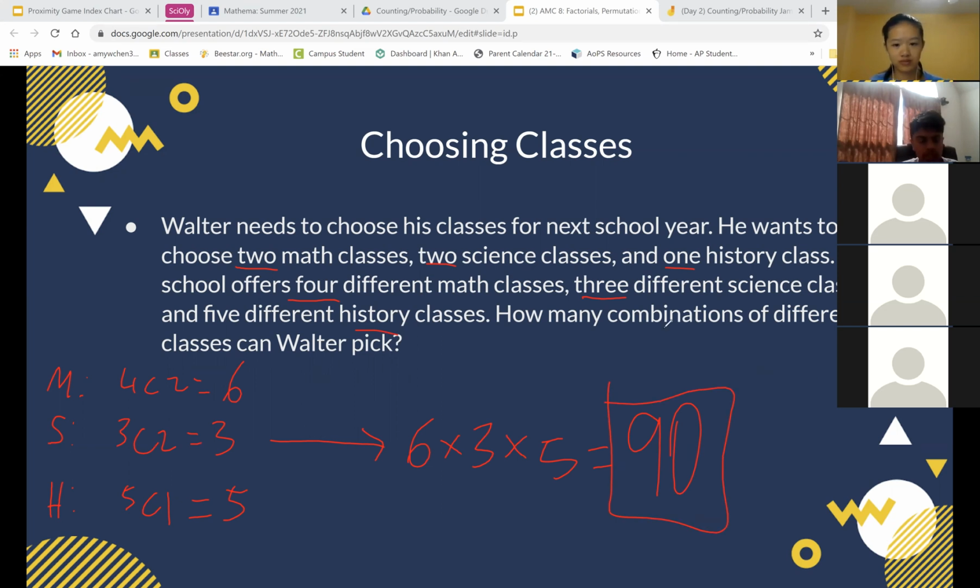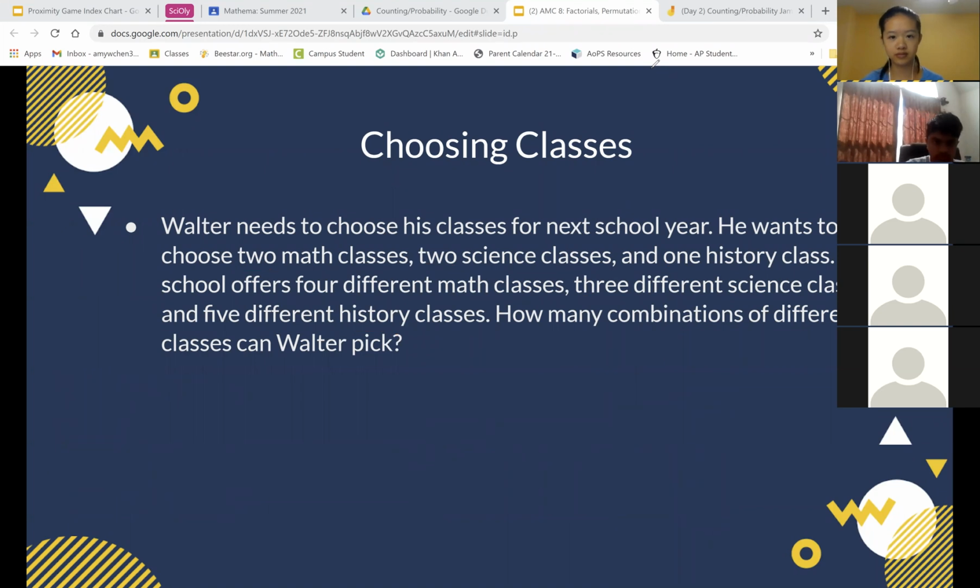We're just picking combinations from different classes. Think of each class as a different part of the outfit, and each outfit is a different combination of classes. So we don't add here, we multiply here. Fundamental counting principle. Just remember that. If everybody understands, we can move on.